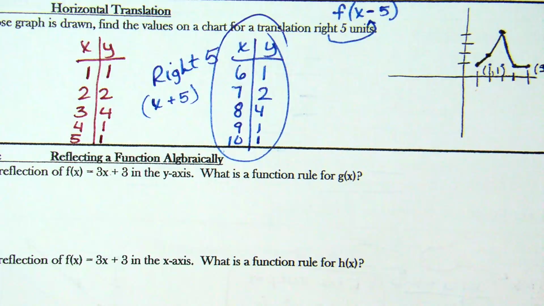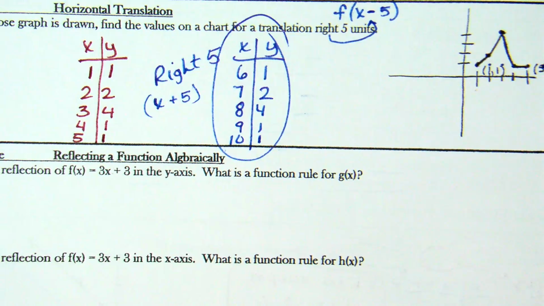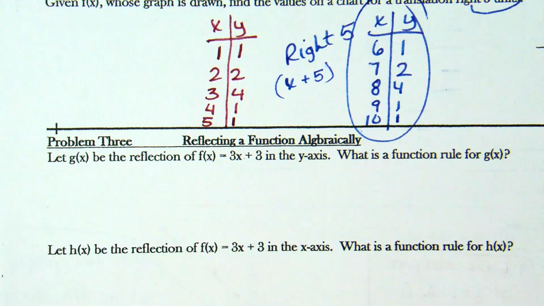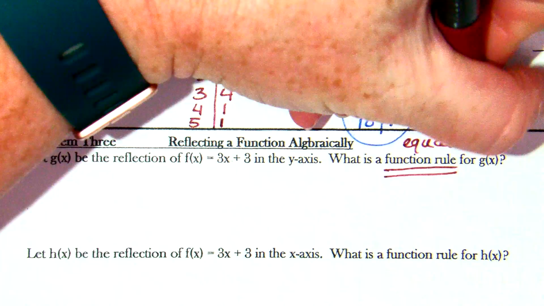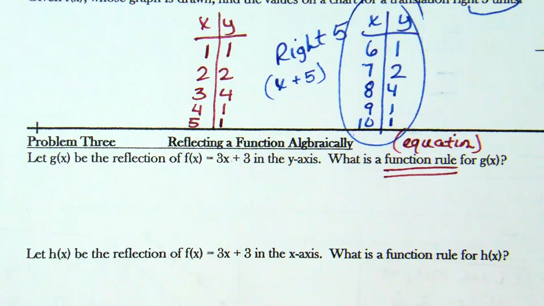Okay, shall we reflect? Let's do some reflections. Let g of x be the reflection of f of x equals 3x plus 3 in the y-axis. What is a function rule for g of x? First of all, when we say function rule, have you figured out what I want yet? When I'm looking for a function rule, I'm basically looking for an equation. So whether you see that on a quiz, on a test, in Math Excel, coming out of my mouth, the function rule is, okay, give me an equation.